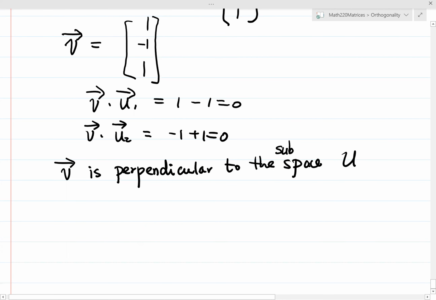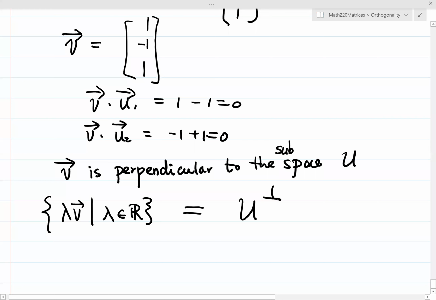Now you see, the linear combinations of V give the orthogonal complement. So the orthogonal complement is in the direction of V, that is lambda V, where lambda is in R. This is the orthogonal complement of U in R3.